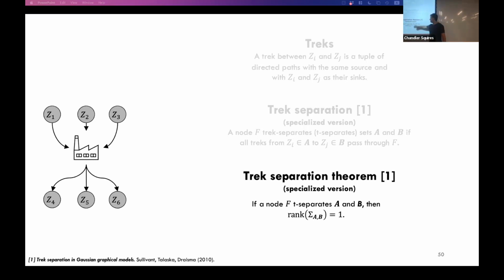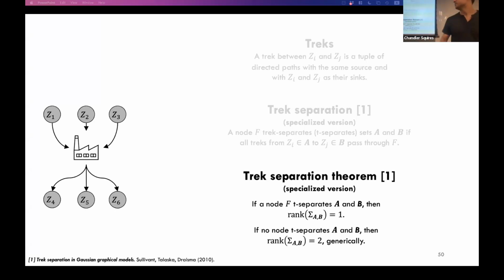In particular, if there's a single node T that t-separates A and B, then the rank of the covariance matrix, which has rows in A and columns in B, is going to be 1. And that's a way of identifying some structure in the graph, because if there's no single node that separates them, the rank should be greater than 1, not equal to 2. But yes, if there's not a node T separating them, then this rank 1 thing will not apply.